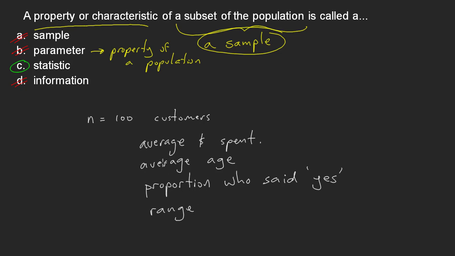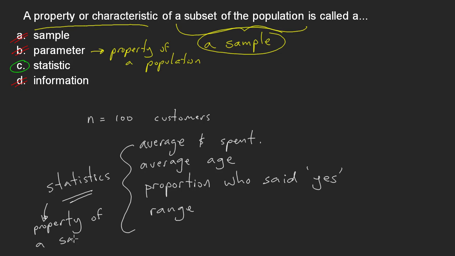There are a great number of different measurements that you could have that could all be called statistics. What makes something a statistic is that it is a property not of a population, it's a property of a sample. And a subset of a population is a sample. So our answer here is C.